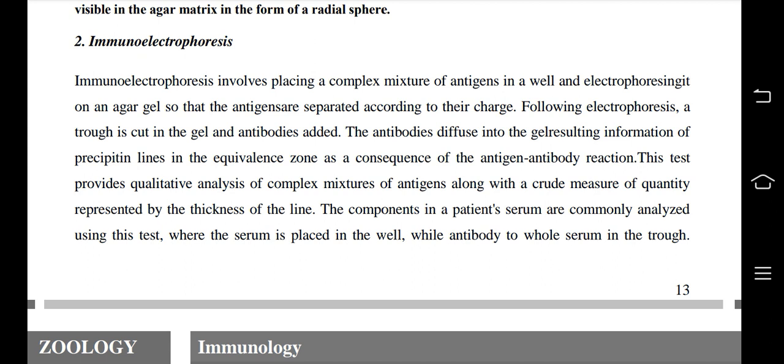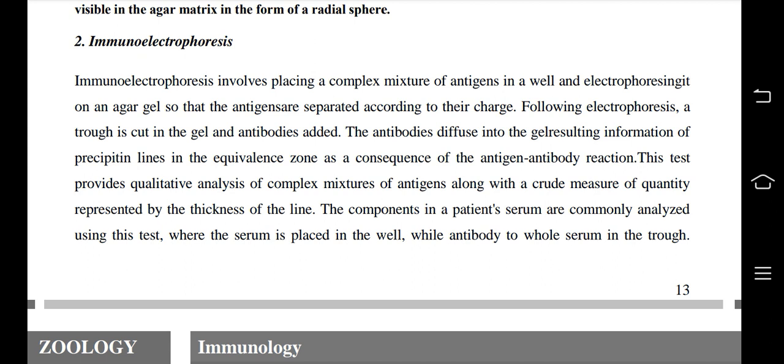Following electrophoresis, a trough is cut in the gel and antibodies are added. The antibodies diffuse into the gel, resulting in formation of precipitin lines in the equivalence zone as a consequence of the antigen-antibody reaction.